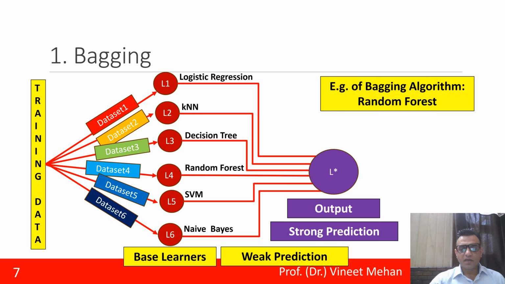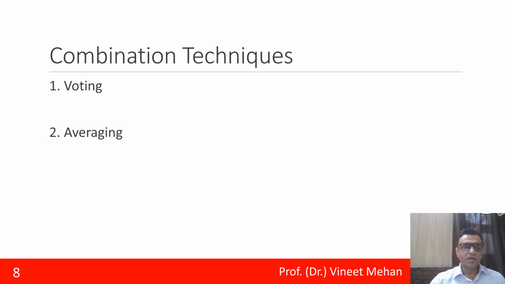An example of a bagging algorithm is random forest, where we have multiple decision trees, and the decision trees that are being implemented follow the same approach. Then the combination techniques that could be used are voting and averaging. Both can be used in this case.